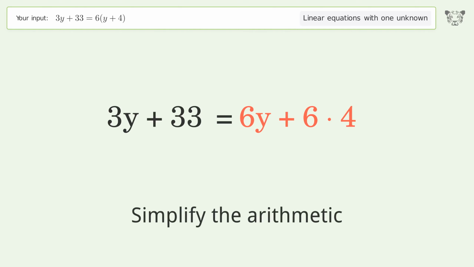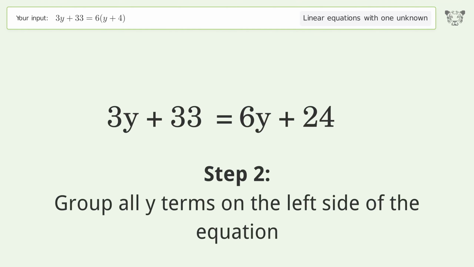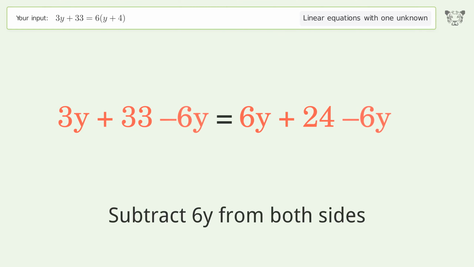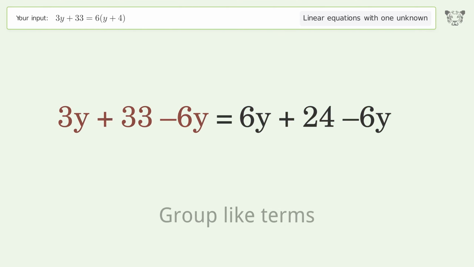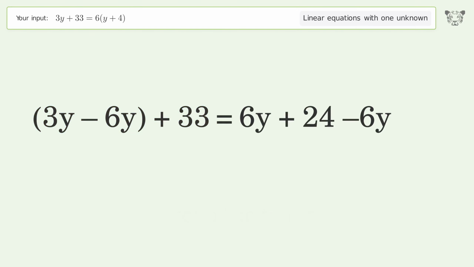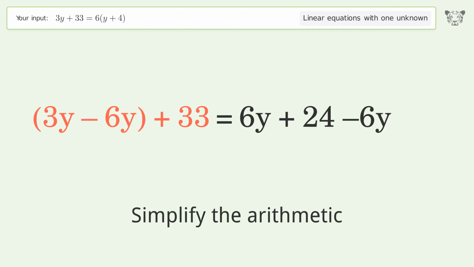Simplify the arithmetic. Group all y terms on the left side of the equation. Subtract 6y from both sides. Group like terms. Simplify the arithmetic.